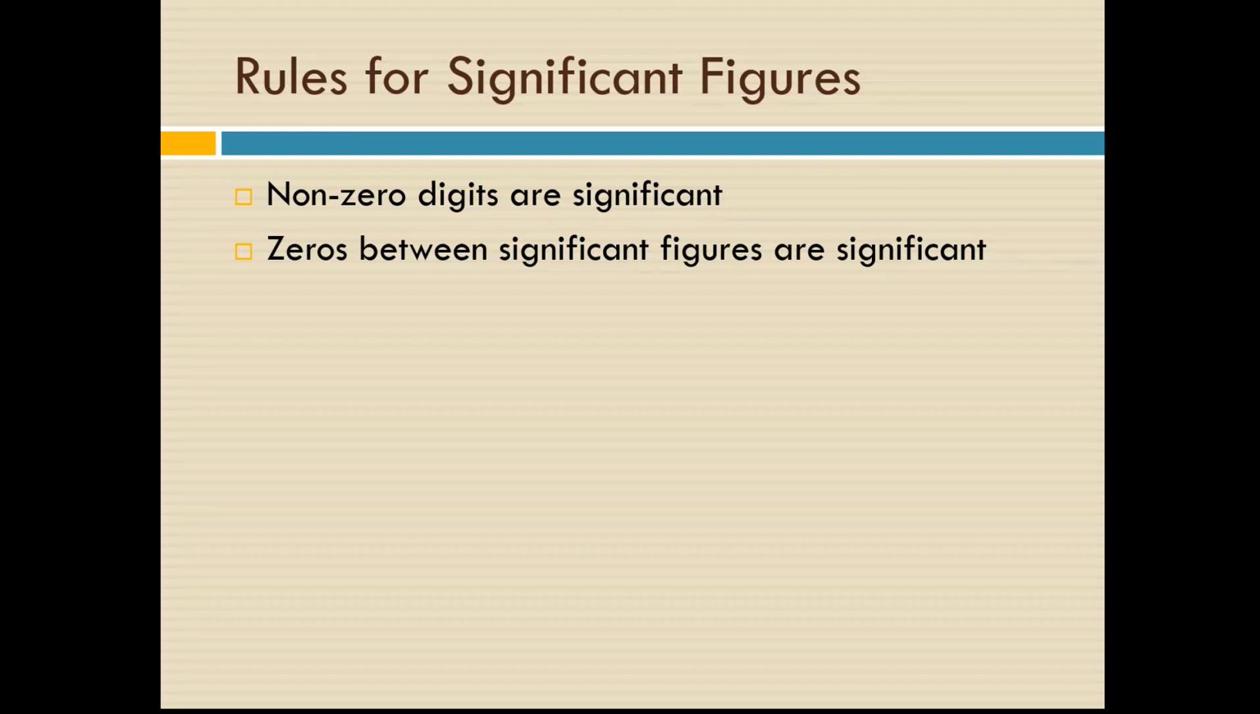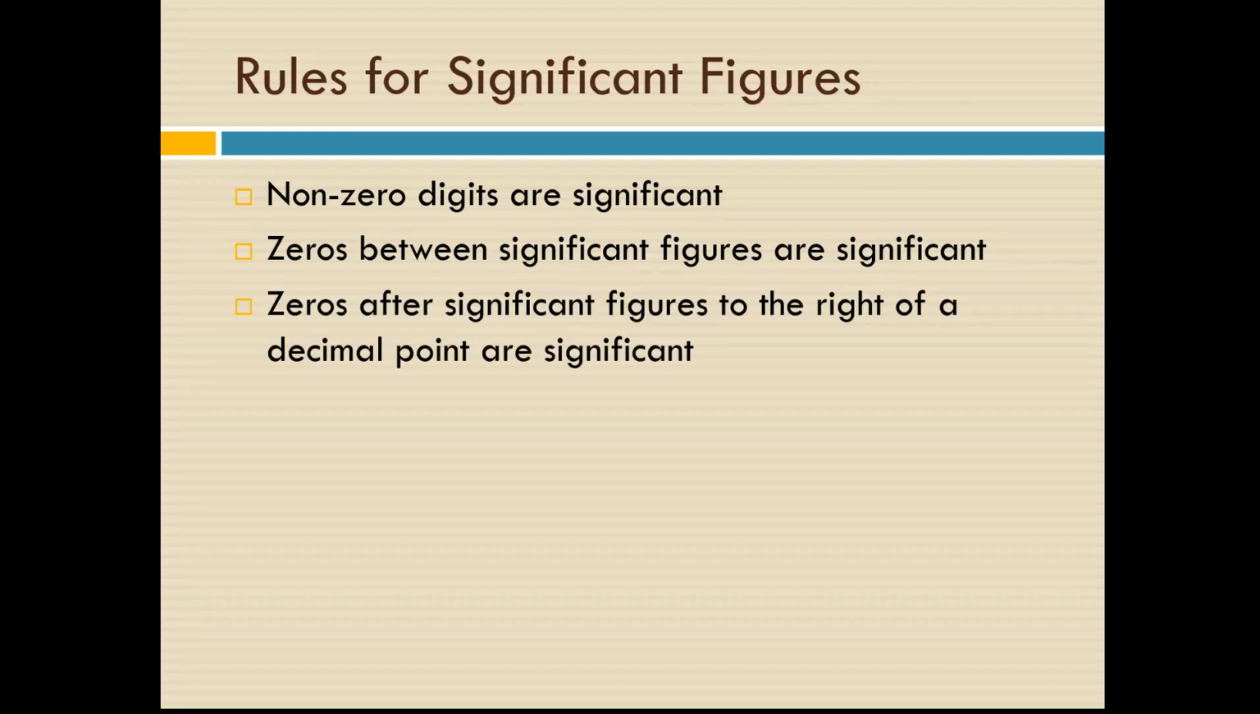Zeros between non-zero numbers are also significant. So if I had a number like 405, that 0 could have been a 1, it could have been a 2, it just happened to be bigger than 400 and less than 410. So those are significant.